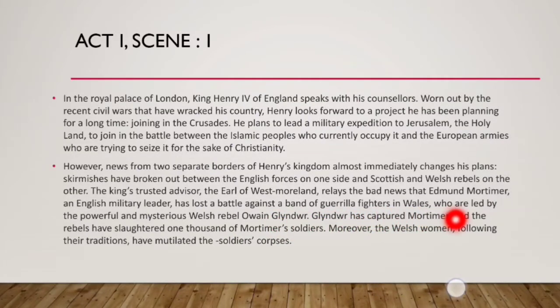Glendower has captured Mortimer, and the rebels have slaughtered thousands of Mortimer's soldiers, that is, the English soldiers. Moreover, Welsh women, following their tradition, have mutilated the soldiers' corpses. Whenever the Welsh women take part in war, and thousands of soldiers die, they mutilate the enemies' bodies. So they not only kill their enemies, but also mutilate their bodies. It is a sign of internal conflict brewing in the borders.